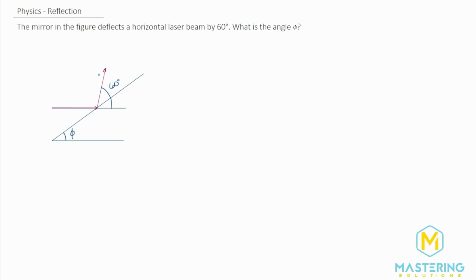In our figure here, we have this mirror and the laser beam is being shined horizontally and then it's getting reflected off. And they want us to figure out from that what this angle phi is. This is basically, if you remember from geometry class, a transversal, where we have two parallel lines with a line bisecting both of them.